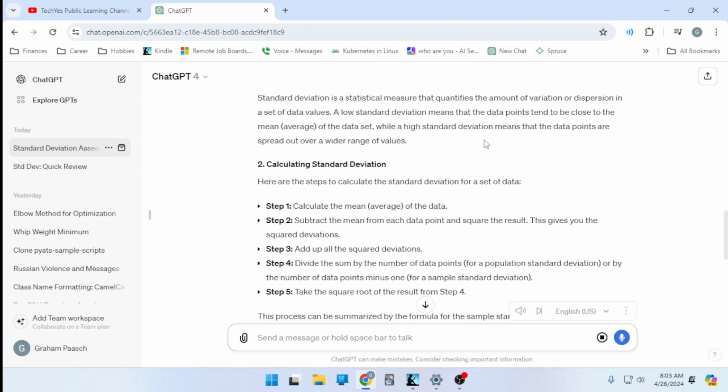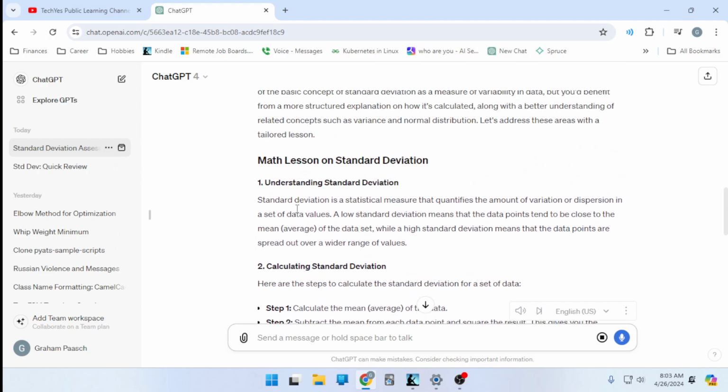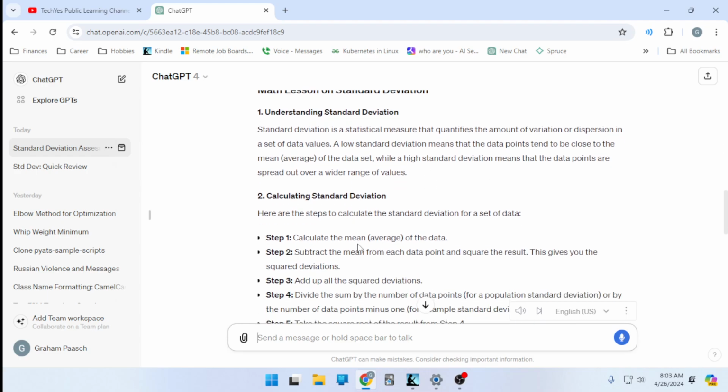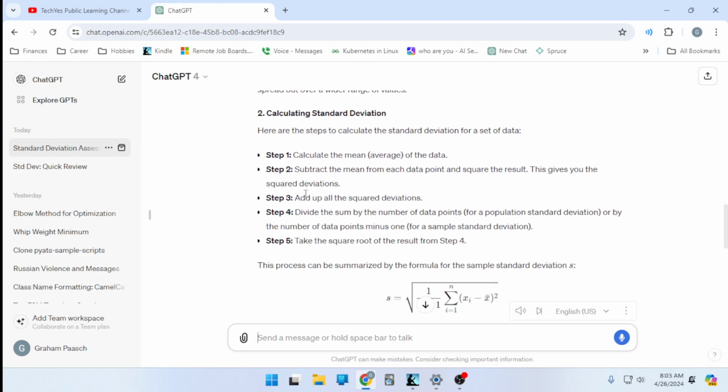Here are the steps to calculate the standard deviation for a set of data. Step 1. Calculate the mean, or average, for the data. Step 2. Subtract the mean from each data point and square the result. This gives you the squared deviations. Step 3. Add up all the squared deviations. Step 4. Divide the sum by the number of data points for a population standard deviation, or by the number of data points minus 1 for a sample standard deviation. Step 5.